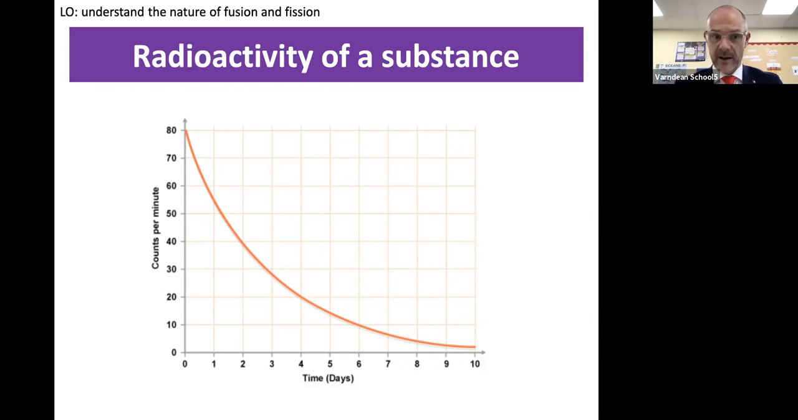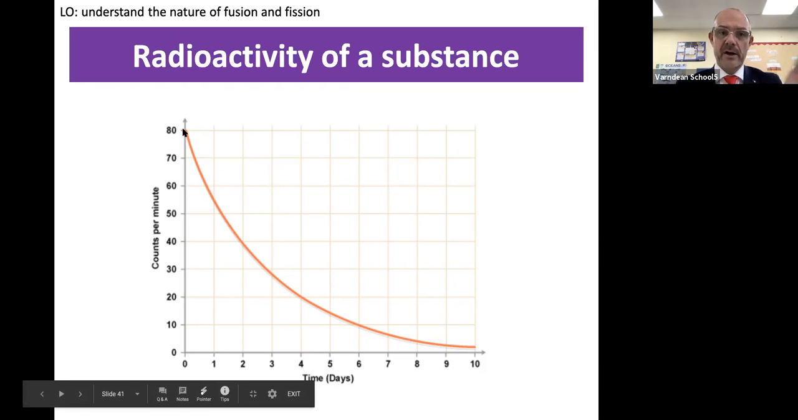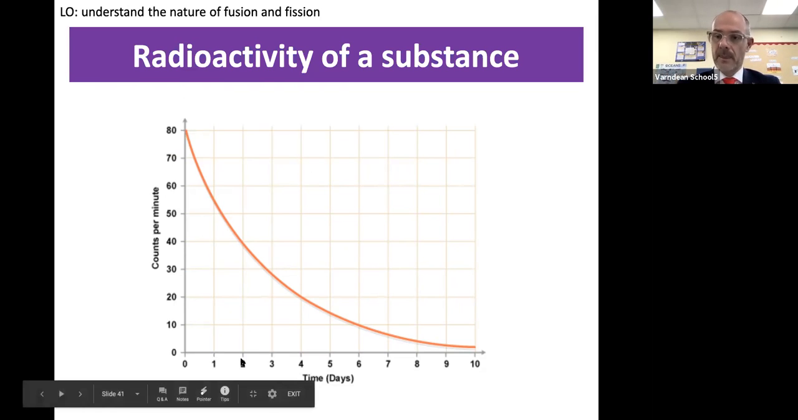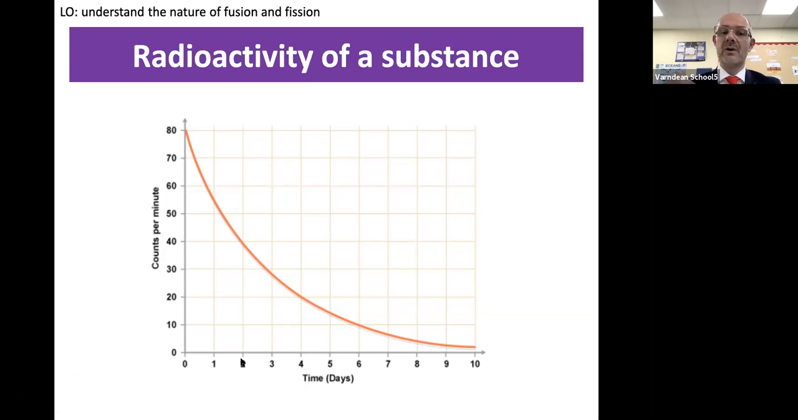It is the time it takes for the count rate or the number of nuclei to halve. So if we look at the top of my graph over here, at the beginning, day 0, right now, we have 80 counts per minute of this substance. Doesn't matter what the substance is. The half-life is how long it takes to halve. So if it was at 80, I go down to 40, because that's half of 80. And I go across 2 days. The half-life of that substance was 2 days.